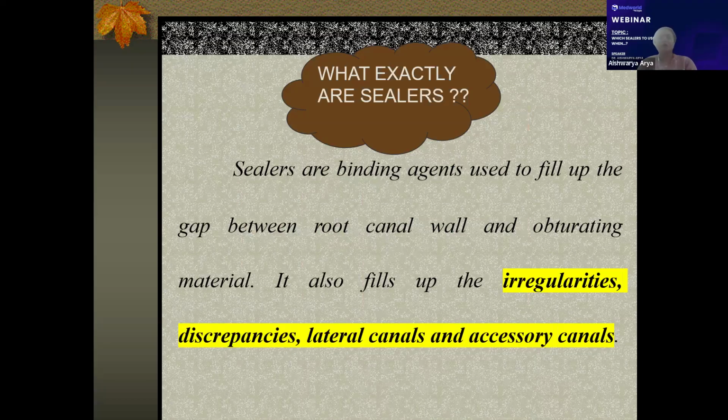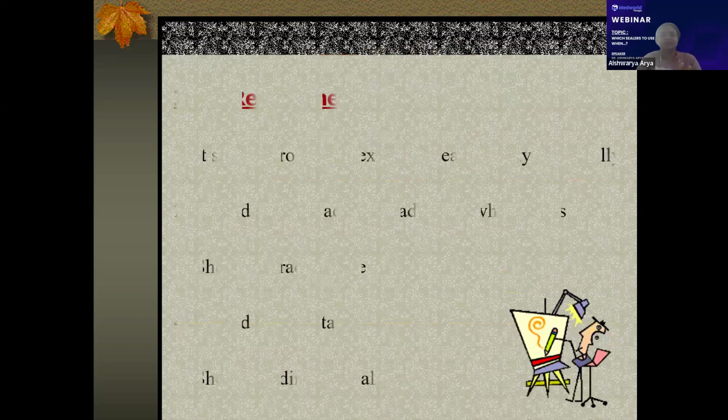right? Now, you need to understand that when you are placing your master cone inside the root canal, there will still be a space between your radicular dentine and your gutta percha cone. So, in order to fill these and act as a monoblock technique, we need sealers. In addition to that, they help us fill any kind of irregularities, lateral canals as well as the accessory canals.